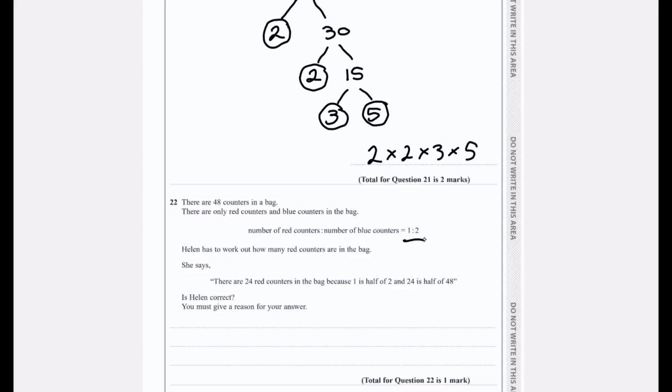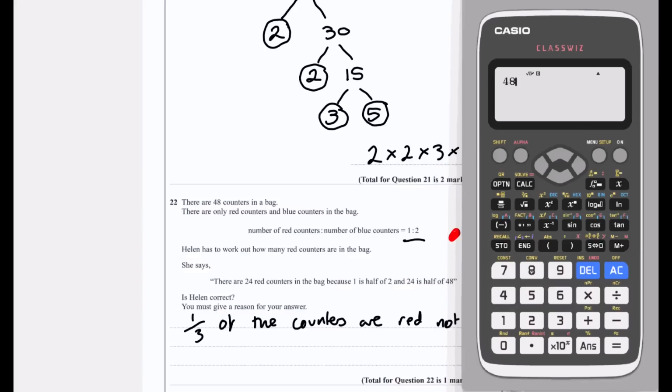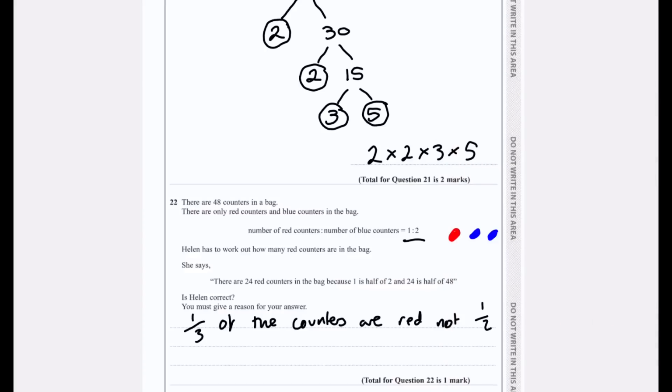So it isn't half. It's a ratio of 1 to 2. So for every 1 red, there are 2 blue counters. So it's not half the counters that are red. It is, in fact, a third. A third of the counters are red, not 1/2. So it should be a third of 48, which is 48 divided by 3, which is 16. 16 red, and then 2 16s, 32 blue.